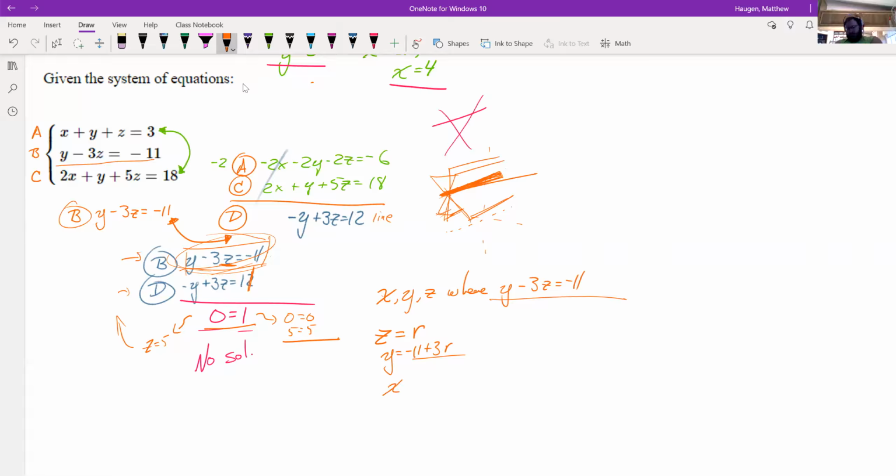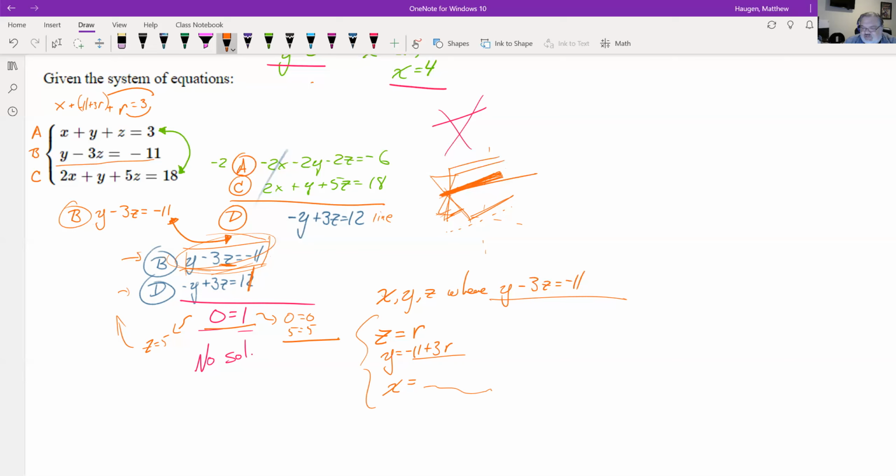Gotcha. And then x would be equal to, so that z became an r, that y became negative 11 plus 3r, and then plus the x equals 3. Solve that for x, and you'd have x in terms of r. So that's a parameterized solution. That's the kind of formal solution.